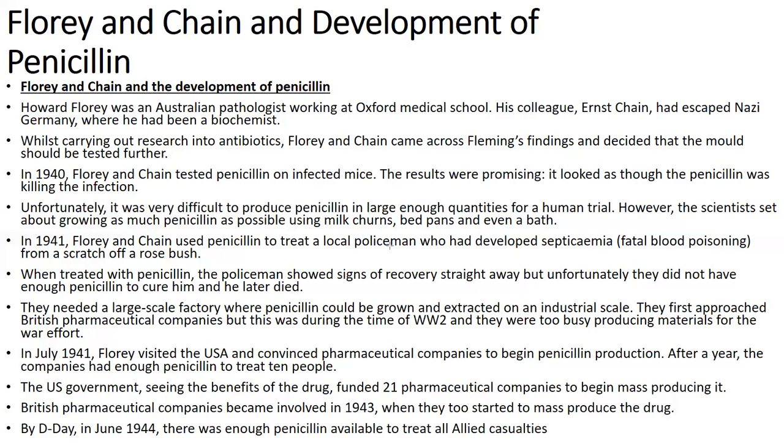As the US government saw the benefits of penicillin, they funded more pharmaceutical companies to mass produce it, leading to 21 pharmaceutical companies mass producing penicillin. By 1943, the British pharmaceutical companies began to get involved when they too started to mass produce the drug. And by D-Day, there was enough penicillin to treat all Allied casualties. It saved up to 15% of people's lives due to helping with infection.